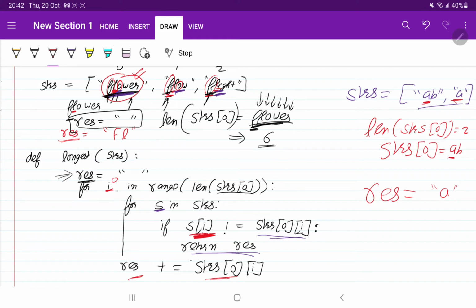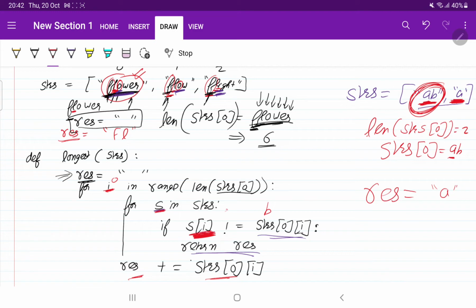Okay, now we come to the I. What is the I value? I value will become 1. So we will come to the first element in this list and we will compare. Okay, so B will be compared with B, correct? So we will come, but as soon as we move to the second character, here we will get the B.